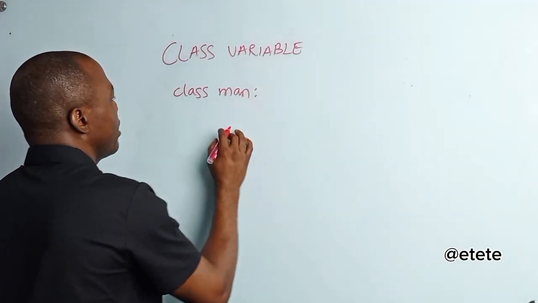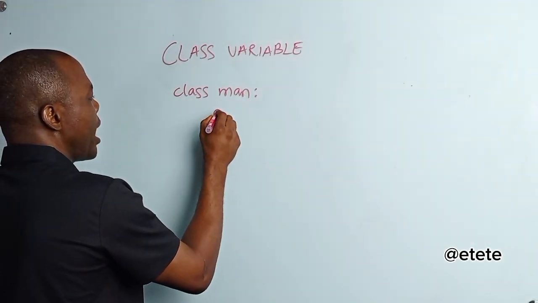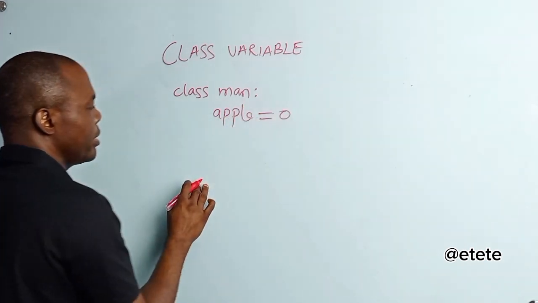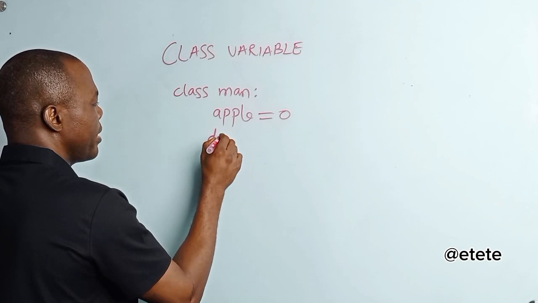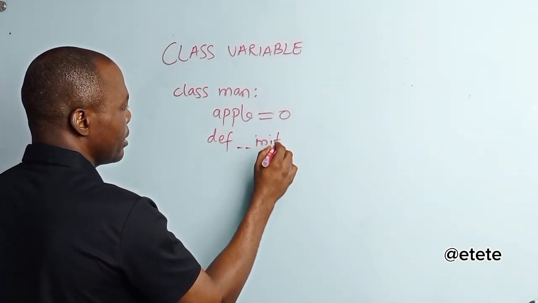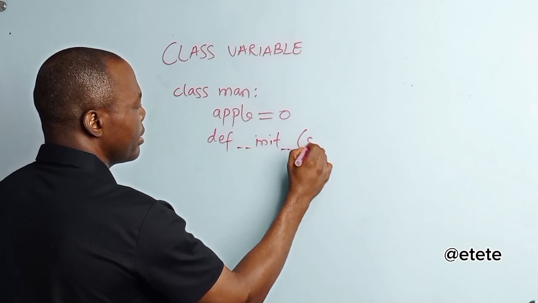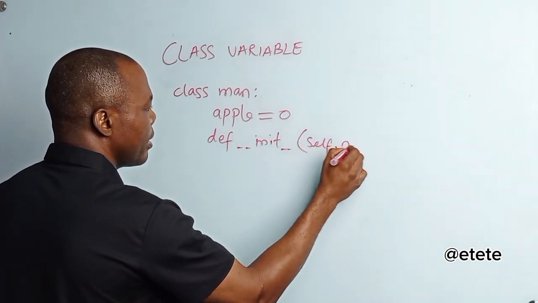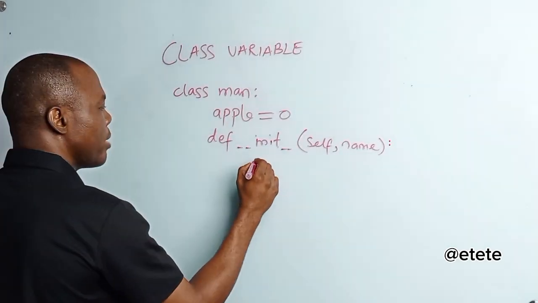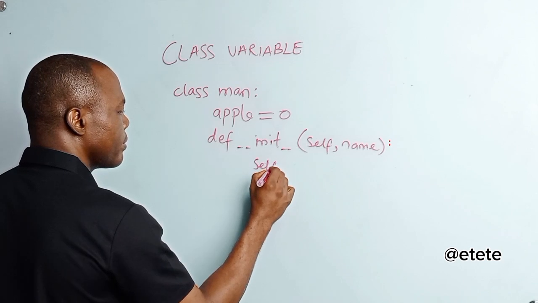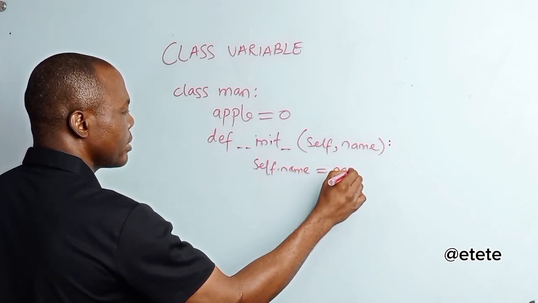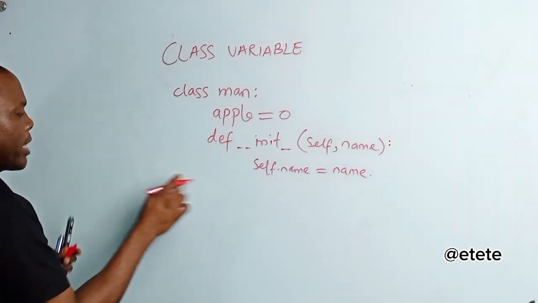Man, then this, and then we'll come here and we'll say apple, right? Apple, and then we'll assign a value to it, 0. And then we'll define the method init, right? And then self, name. So we have this here. And then we'll come here, we'll say self.name, assign name to it. So we have created our class.